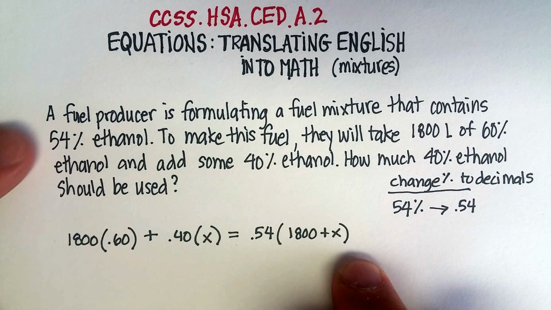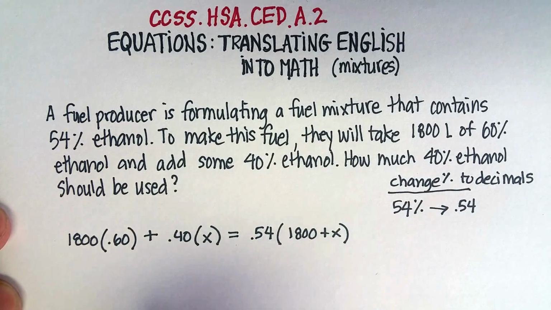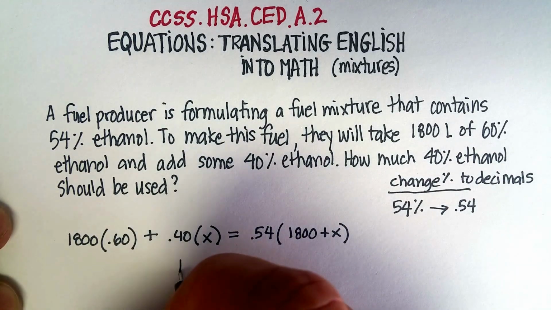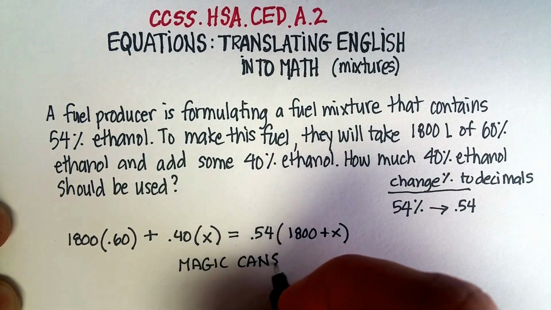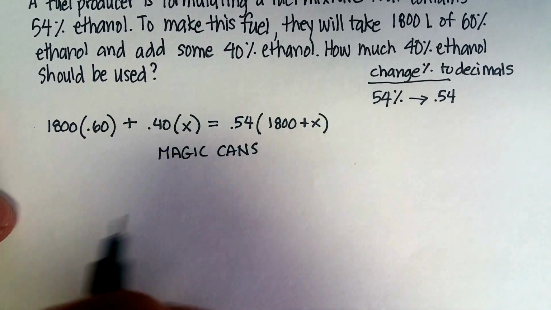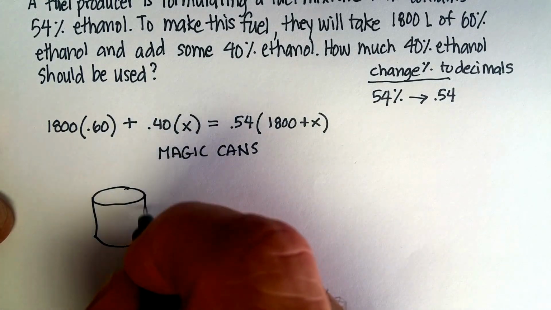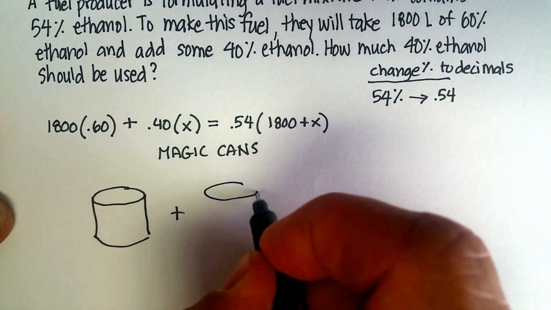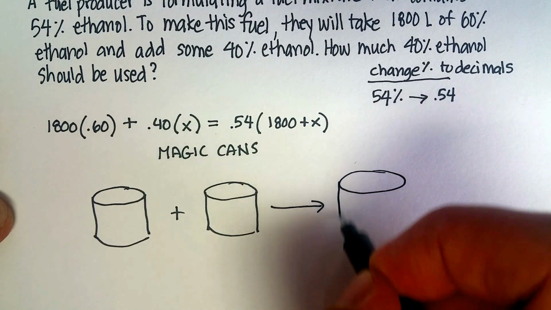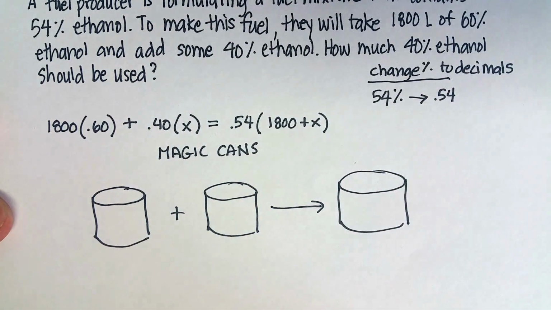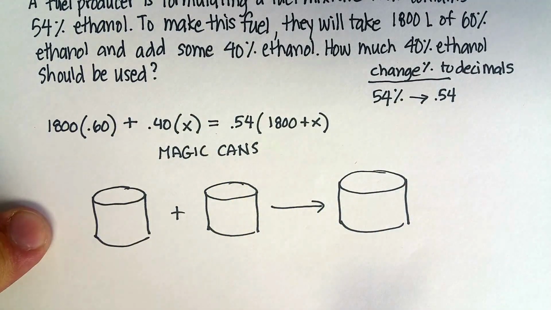Okay? Now, let me just give you another way of doing this. This is a little bit more visual, and I kind of like this one. I call this the magic cans. Okay? Now, what do I mean by that? So the magic cans look something like this. I'm going to take one mixture, and I'm going to add it to another mixture, and I'm going to produce a larger mixture. Okay? Now, notice that this is just like a representation of containers or cans or something like that.